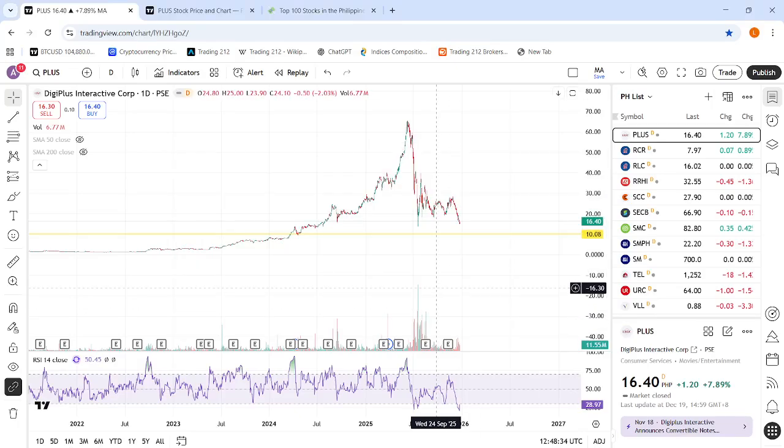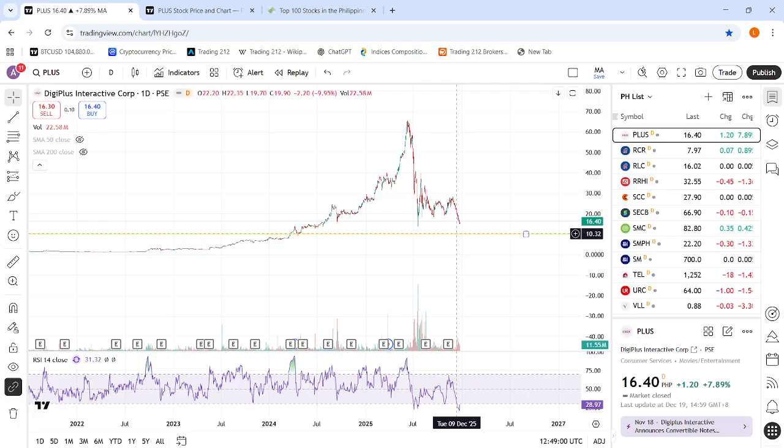Today we will be covering DigiPlus Interactive, and the reason that we are analyzing this stock is because after its strong movement going upside from this level, 1 peso going to 64 pesos, it is now pulling back, and we are waiting for the price to hit this level, 10 pesos.